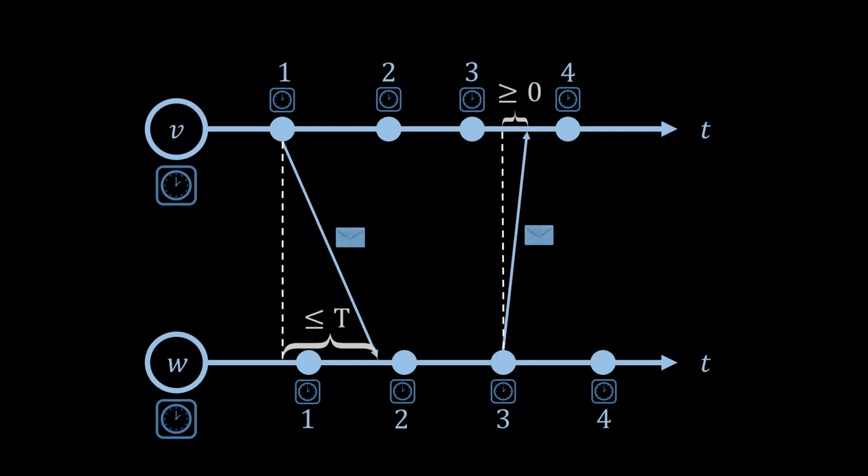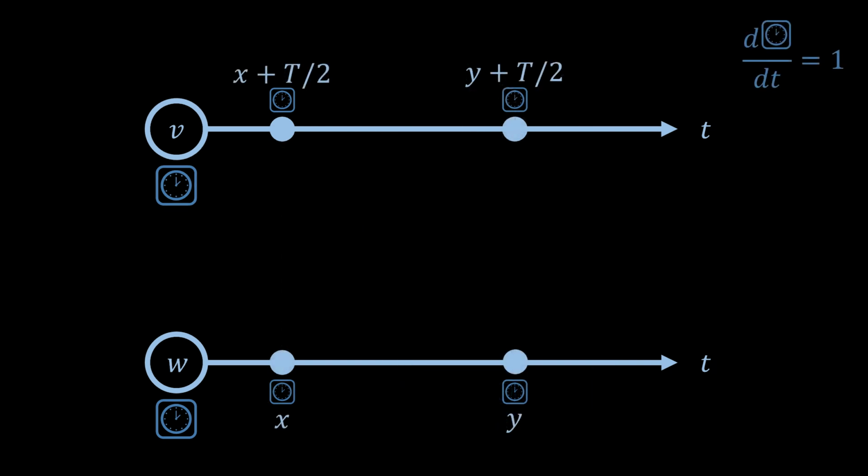Given this uncertainty regarding message delays, how well can we synchronize clocks? Let's consider the following scenario. The clock rates of nodes V and W are 1, that is, they advance exactly at the rate of real time. However, the clock of node V is half of t ahead.